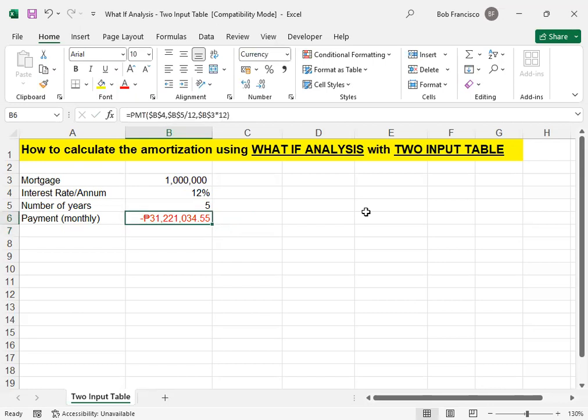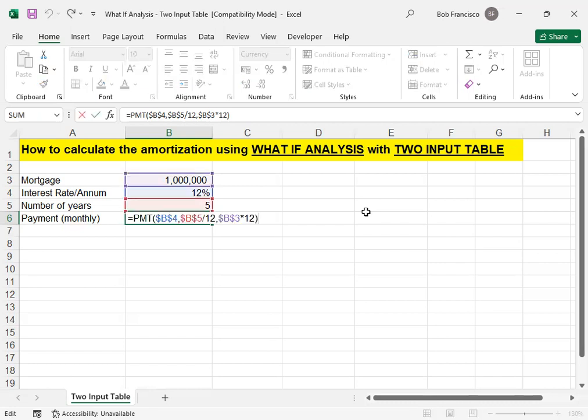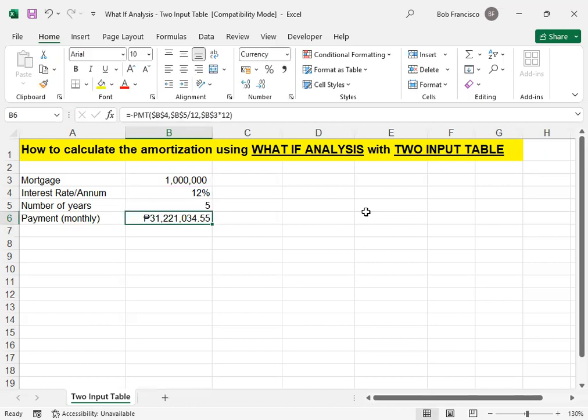Right, we made a mistake here. The problem is that this is a monthly deduction, or maybe a monthly auto debit from your account. So what we're going to do is put a negative here, negative PMT. All right, then enter. Okay, so again, something is wrong.